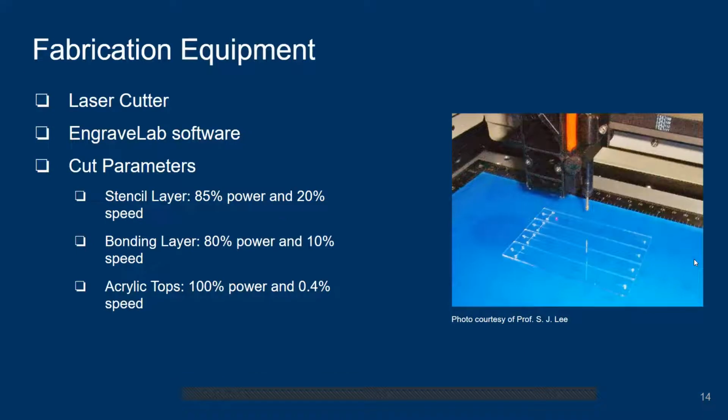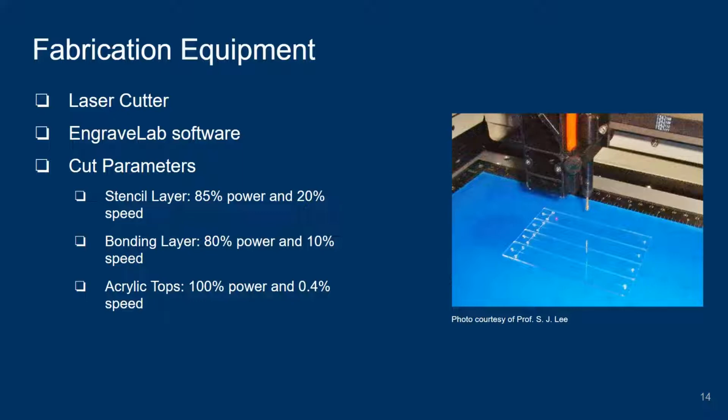Fabrication equipment. The laser cutter was used to cut the channels for the bonding layer and stencil layer. Engraved lab software was used to achieve this. Some of the cutting parameters are the stencil layer was cut at 85% power and 20% speed. The bonding layer was cut at 80% power and 10% speed, which allowed for ease of removal of the cut channel pieces.